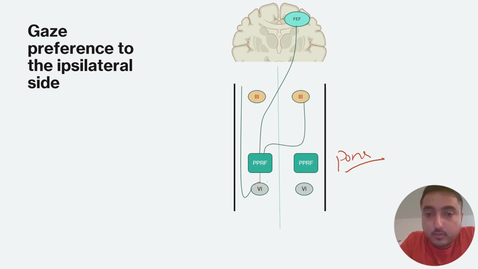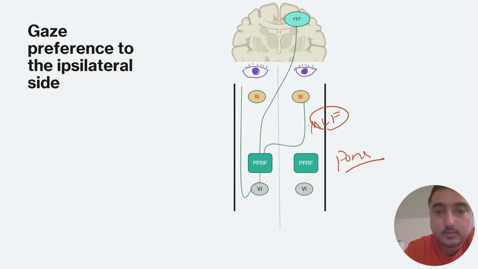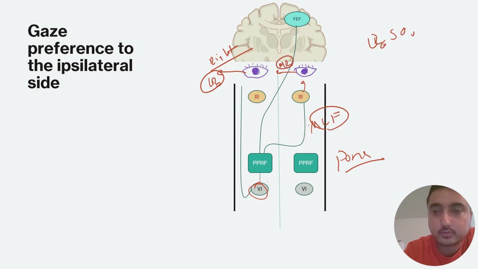At the same time, the PPRF will also supply the third cranial nerve of the opposite side through these fibers that make up the medial longitudinal fasciculus. Now the sixth cranial nerve will supply the lateral rectus of the right side, and then the oculomotor nerve will supply the medial rectus of the opposite eye. Remember the mnemonic LR6SO4. So the sixth cranial nerve is supplying the lateral rectus, the fourth is supplying the superior oblique, and all other extraocular muscles are supplied by the third cranial nerve.